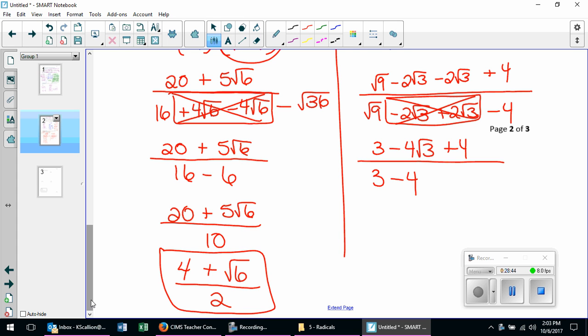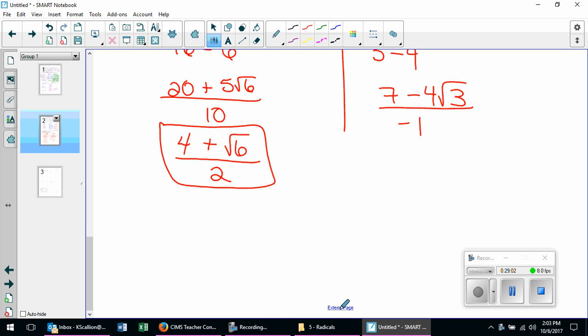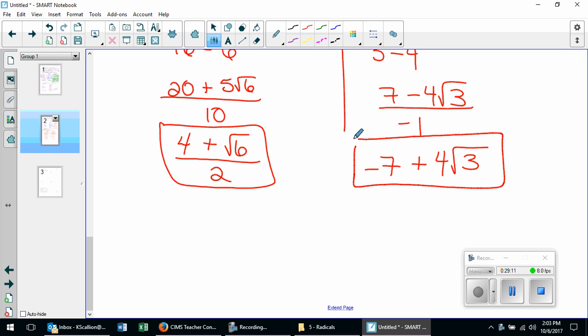So I'm going to combine like terms. I'm going to have 7 minus 4 root 3 over a negative 1. Would I leave it like that? No, because that negative 1 goes into both those terms. So I'd be left with negative 7 plus 4 root 3. That would be my answer.